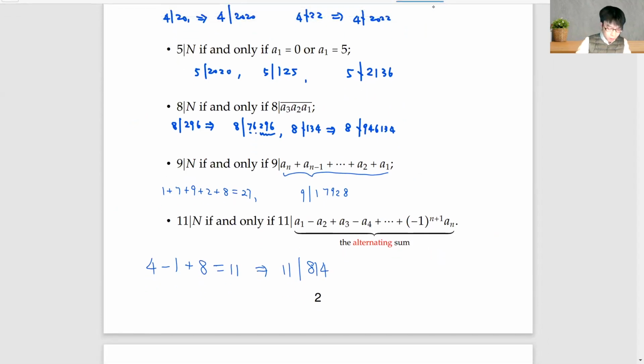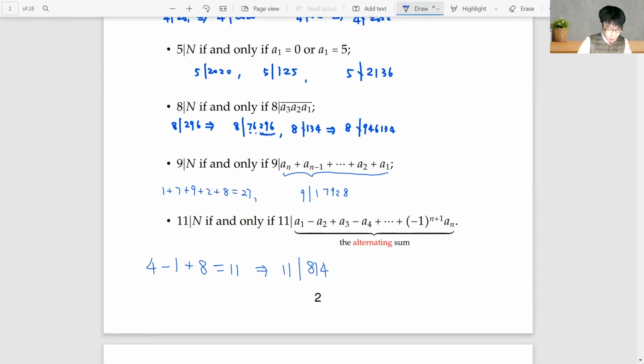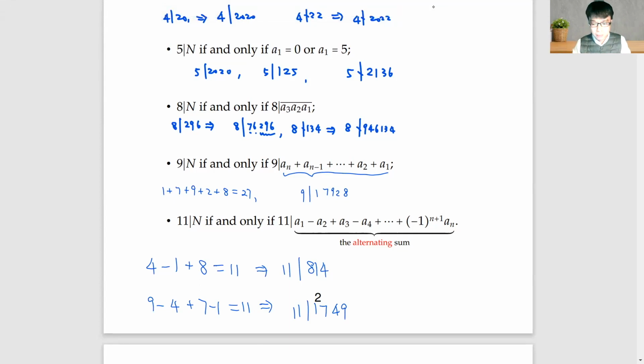Also, we can take a longer number, a 4-digit number, like 9 minus 4 plus 7 minus 1. This is also 11. So that means the number 1749 is divisible by 11. And it applies to longer numbers. You can test by yourself.